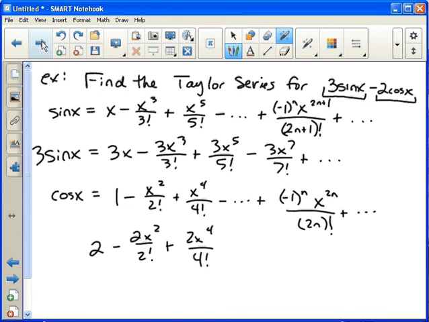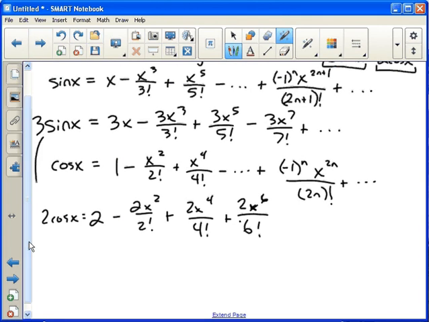So now what we have to do is subtract these two from each other. 3 sine x minus 2 cosine x. Now I would try to keep these in order, so I'd start with my constants. 0 minus 2 is negative 2. 3x minus no x's is 3x. And then let's see. 0 minus negative 2x squared will be plus 2x squared over 2 factorial.